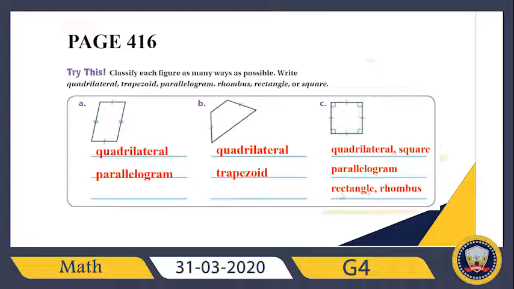And I also know a rectangle includes the properties of a parallelogram. And a parallelogram also includes the properties of a rhombus. So I can say this is a quadrilateral, a square, parallelogram, rectangle, and rhombus. But if I want to be specific, I need to say this is an example of a square.